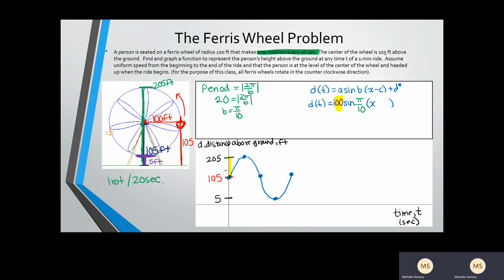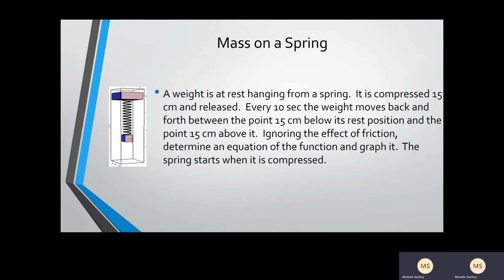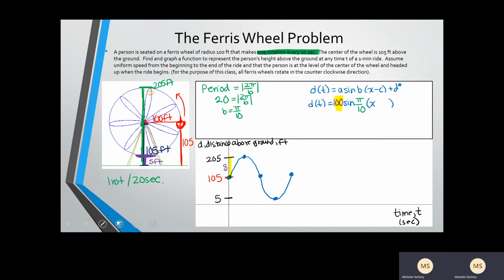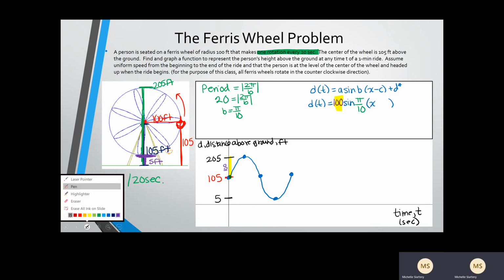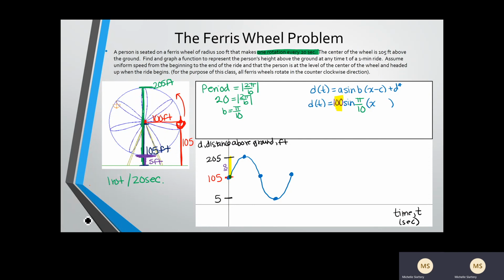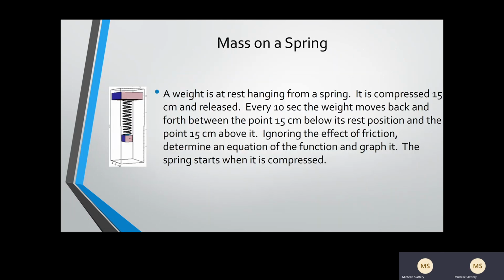And then next, I want to find the C and the D values. Sorry, I'm not sure why it keeps switching on me. Well, the C value is my phase shift, and I can see here that I don't have a phase shift. I start in the horizontal location where I would if I were to have the parent function, so x minus 0 for my C value. And then the D value is my vertical shift.